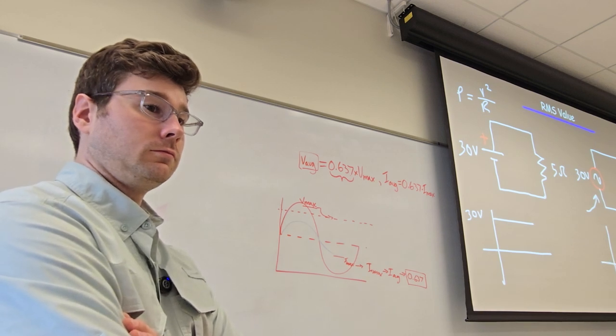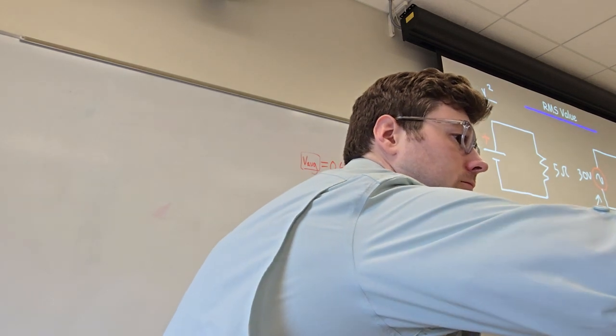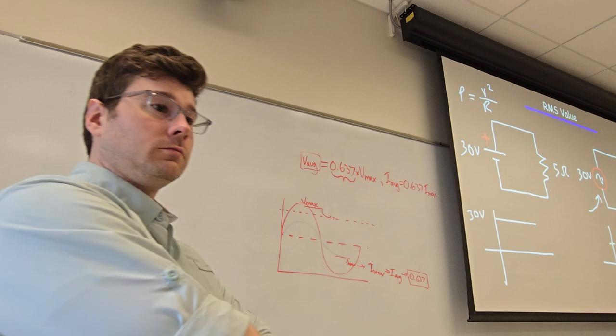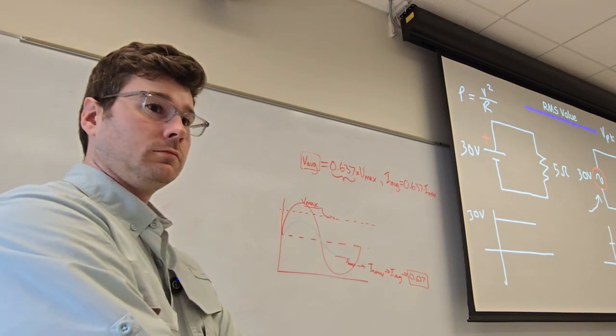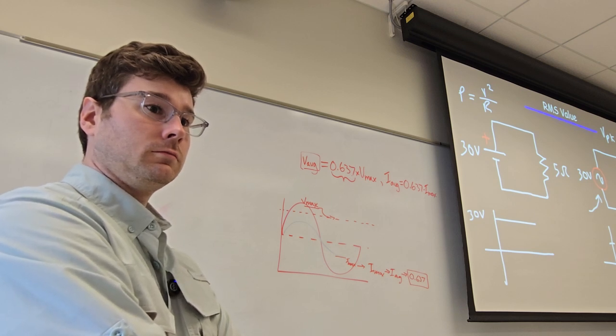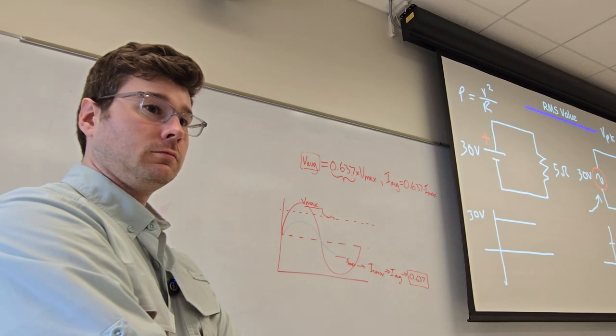So the signal will look something like this. We would have a sine wave with a peak voltage that is higher than 30 volts. To calculate the peak voltage, it's going to be the square root of 2 times the RMS, or the root mean square voltage. In this example, the root mean square voltage is 30. So it's going to be 30 times the square root of 2.